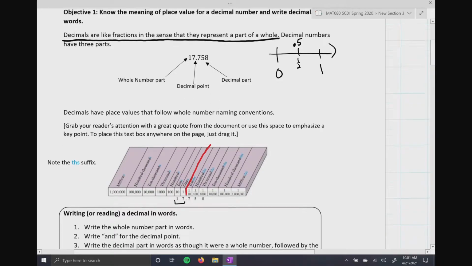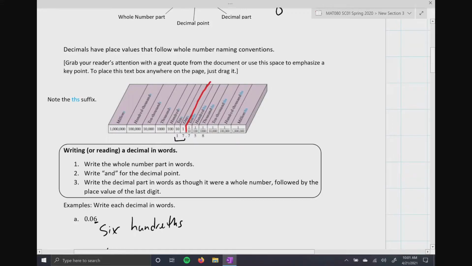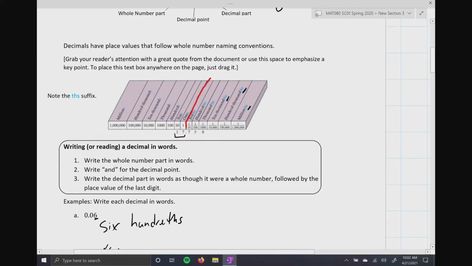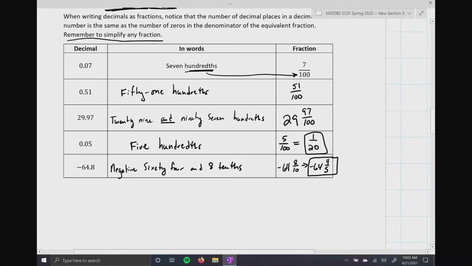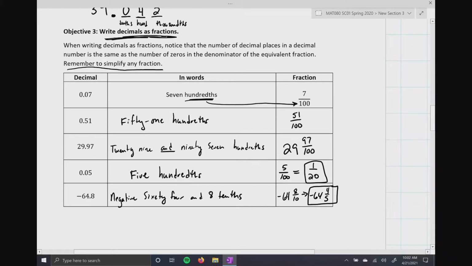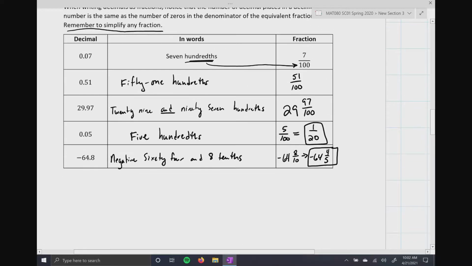So we learned how to read them. The key here is to make sure you put the THS on the end of each one of the words so I know it's a decimal. Let's see here, what else? Converting from a decimal to a fraction, all you have to do is write it out in words. And then based off the place value that you say, like hundredths or tenths or thousandths, you know what the denominator will be. Always make sure that they're reduced.